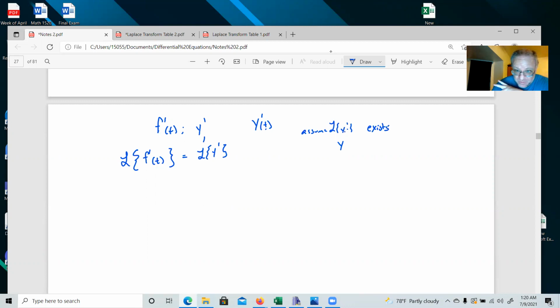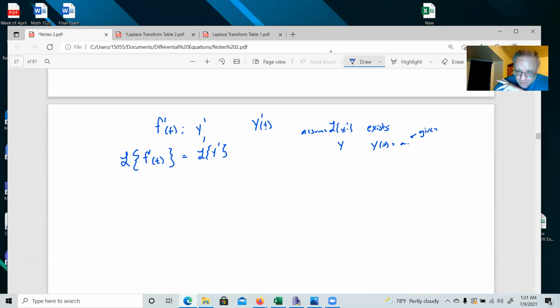So if we have y prime, assuming there's a y, we also have to know that y of 0 equals something. It doesn't have to be really that known, but this is going to be a given in your problems. So y of 0 is going to be a given.